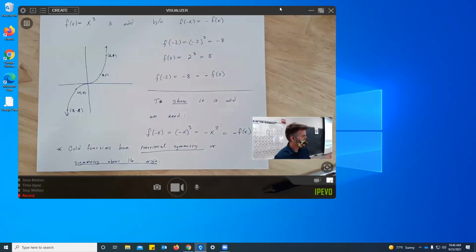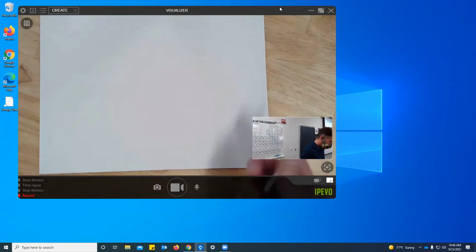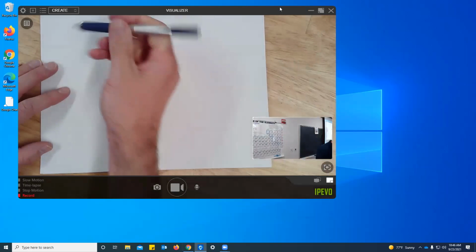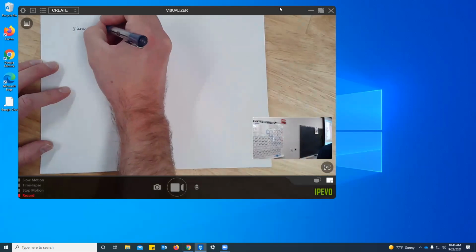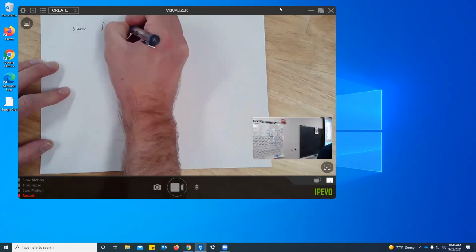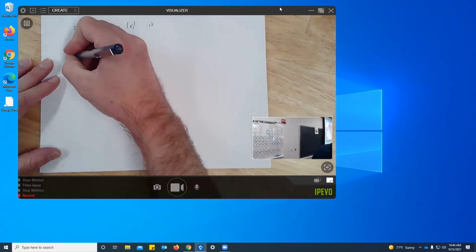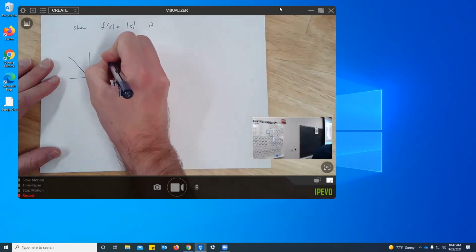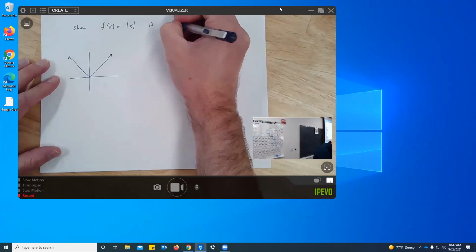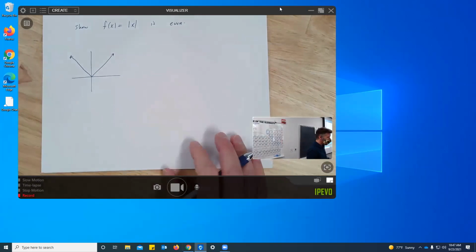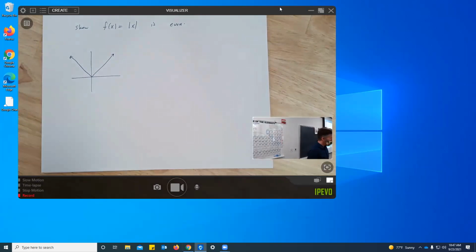Yeah. So to address your question, because I think it's a really good question, how would we show that f of x equal to the absolute value of x is, well, what is it? Is it even or odd? It's even, right? Because if you think about the graph, it looks like this. We can definitely see it has the hallmark symmetry about the y-axis that is for even functions.